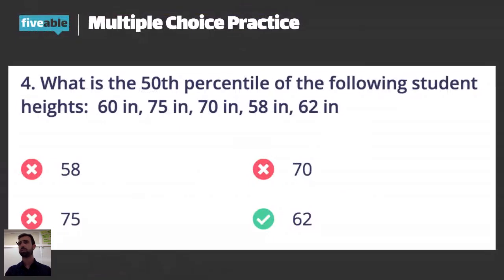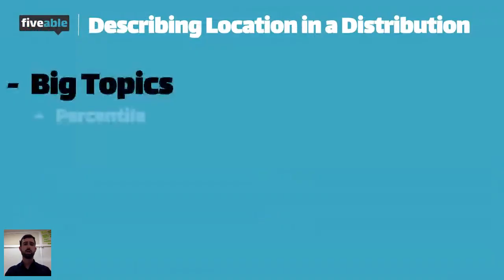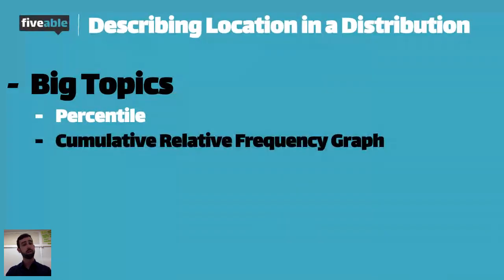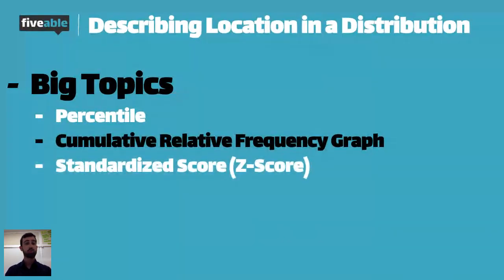All right. So we just talked about percentile. Next comes cumulative relative frequency graphs. Then we're going to dive into that z-score. So Jediah, wait up for that. Transforming data. And then we'll get out of here.